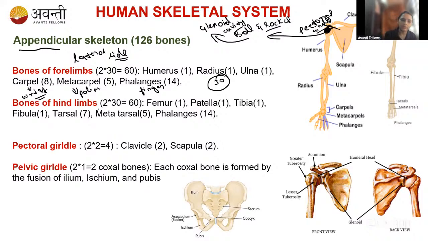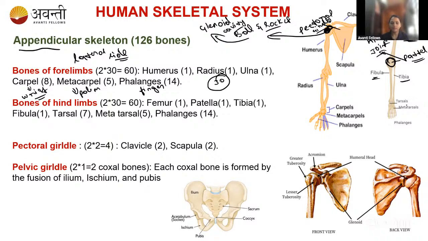Then coming to the hind limb, the longest bone in the hind limb is called the femur. You can see here. And there are two bones attached to this femur, called the fibula and tibia. And here you can see one more bone inside, called the patella. Patella is attached by the hinge joint. Remember, patella is attached by the hinge joint.